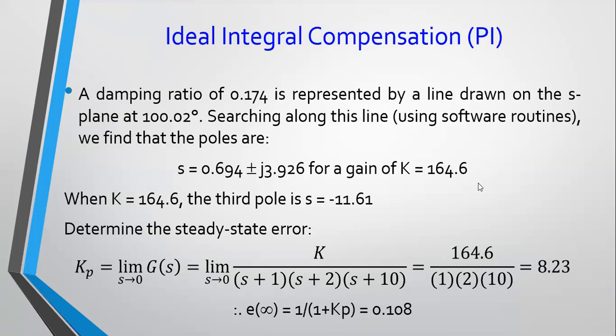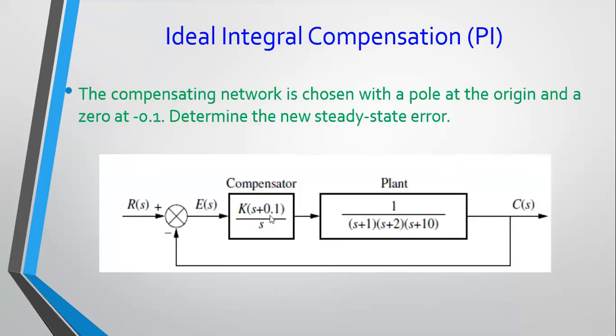This is why we have added this zero as well, as part of a controller, as part of a compensator. This one is making sure the locus actually goes through a point as close as possible to the original one. Now we've chosen this zero to be at -0.1.